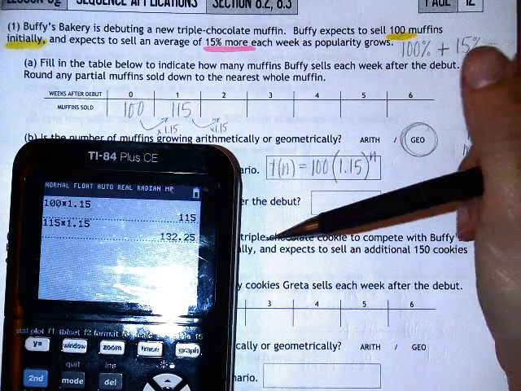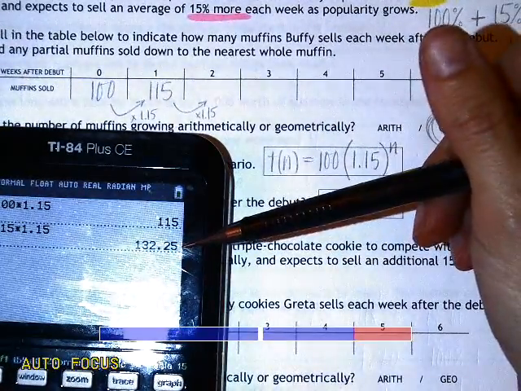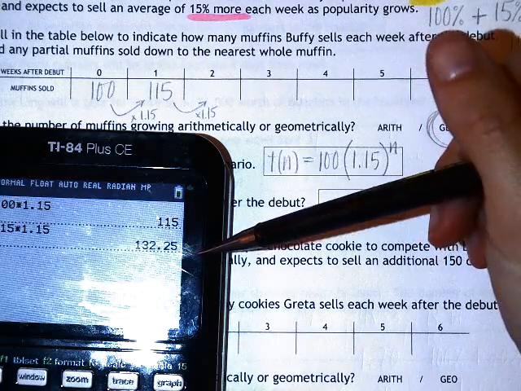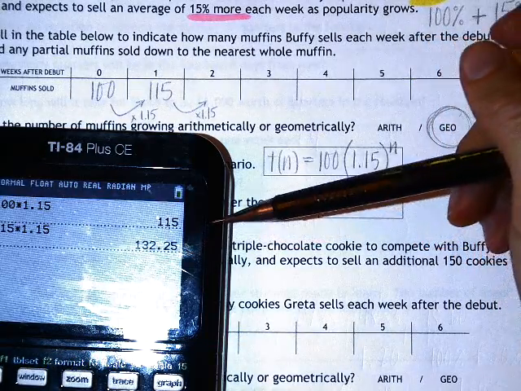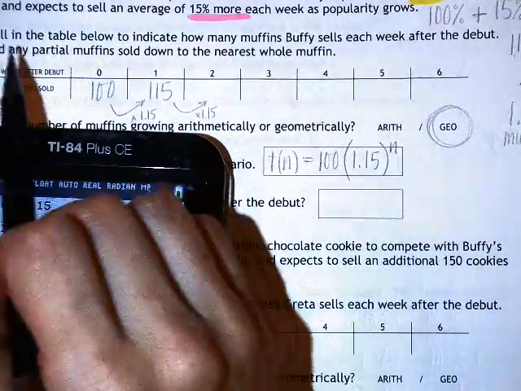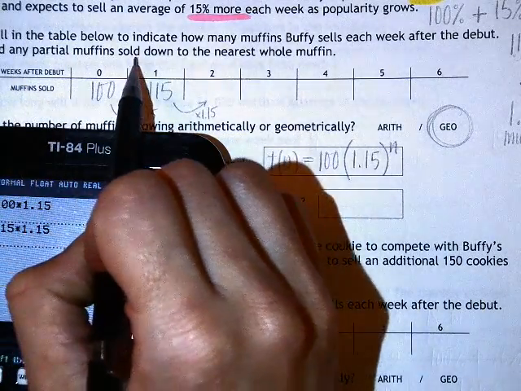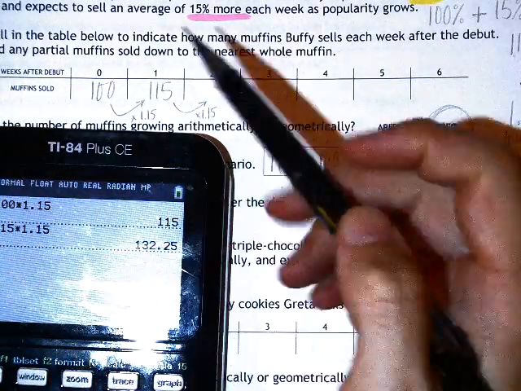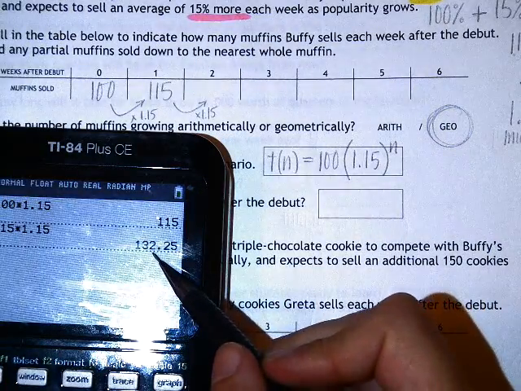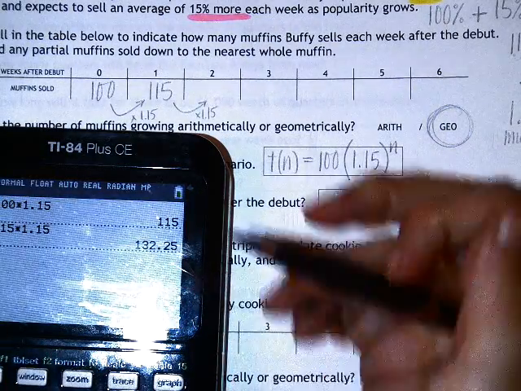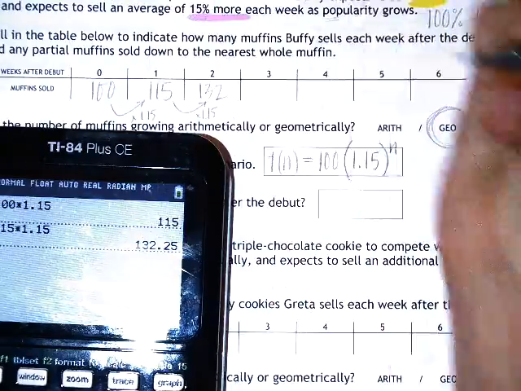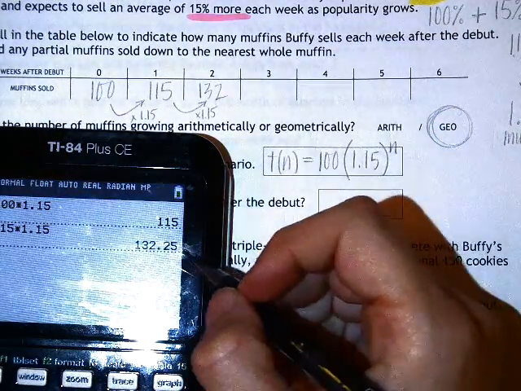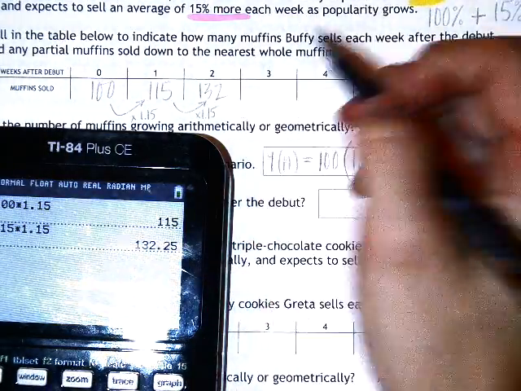That's not really a practical number of muffins. Like, I'm not going to buy a quarter of a muffin when I go to a store. That doesn't make sense, and that's also kind of tacky. So let's just round down. It says round any partial muffin sold down to the nearest whole muffin. This is like 132 whole muffins and some crumbs left over. So I'm just going to call this 132 muffins. I'll use the decimal as part of my calculation, but I'll just round it down.